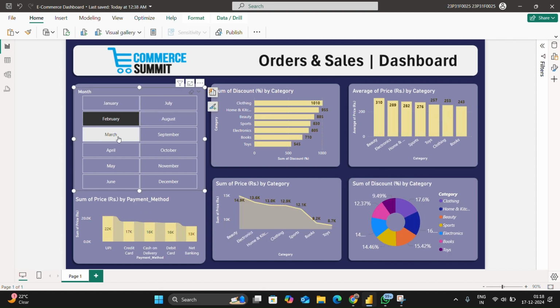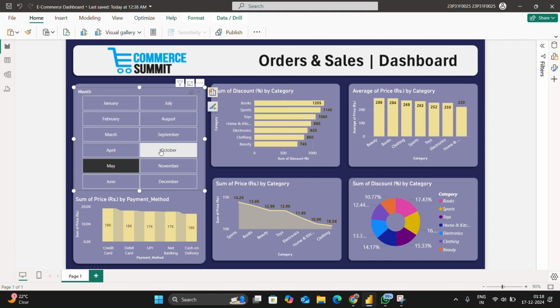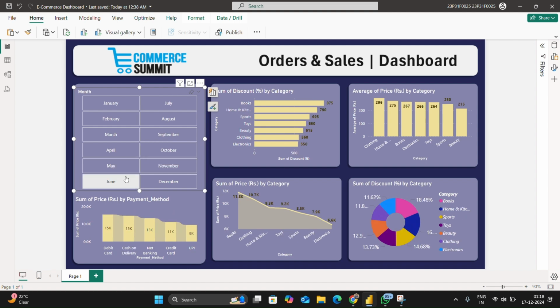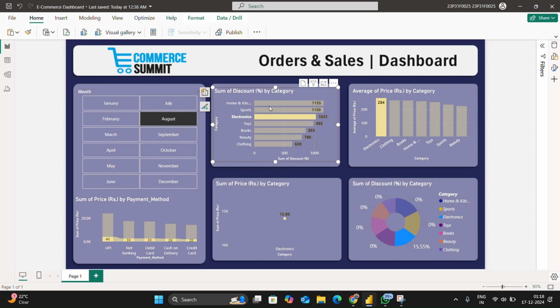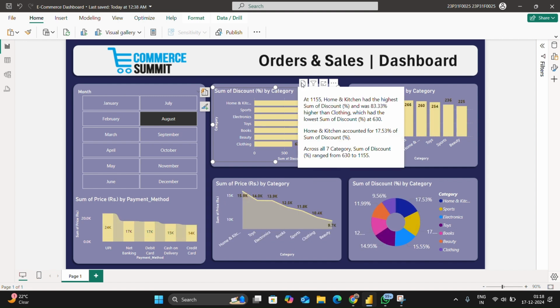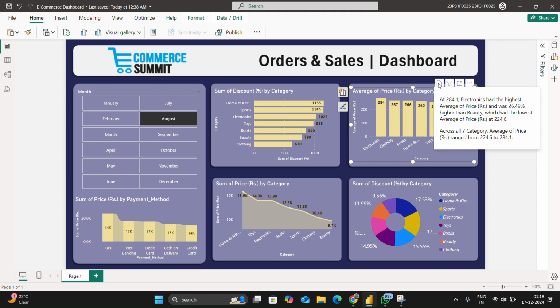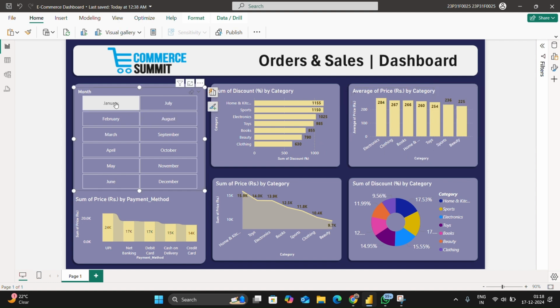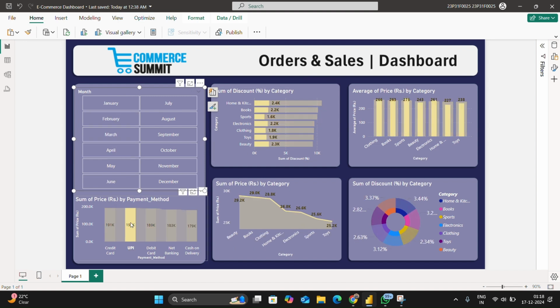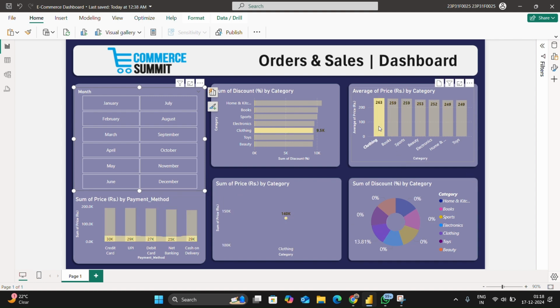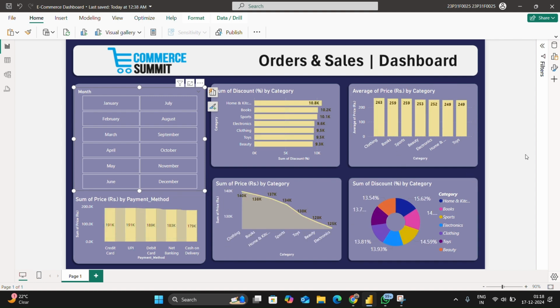I have used bar charts, line graphs, and pie charts to visualize the data, making it easy to understand key insights like which categories perform best, preferred payment methods, and where discounts are highest. This dashboard highlights my skills in data analysis and visualization using Power BI. I am passionate about turning data into insights, and I hope you find this project valuable.